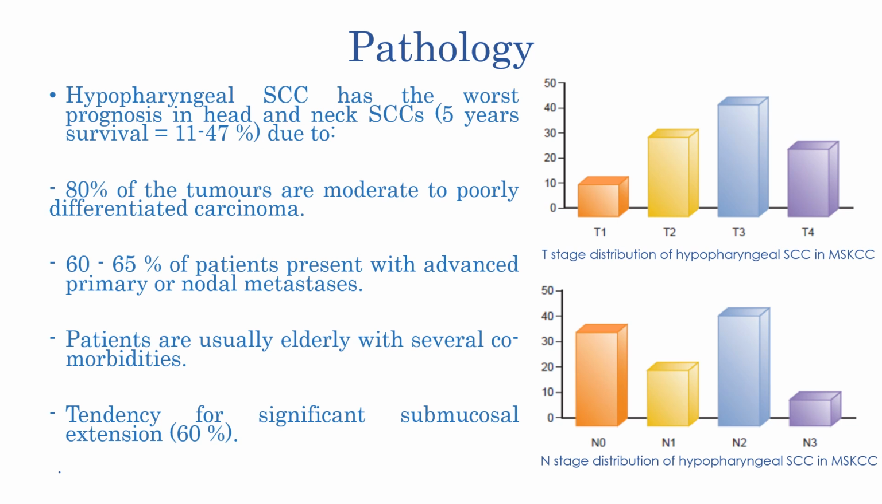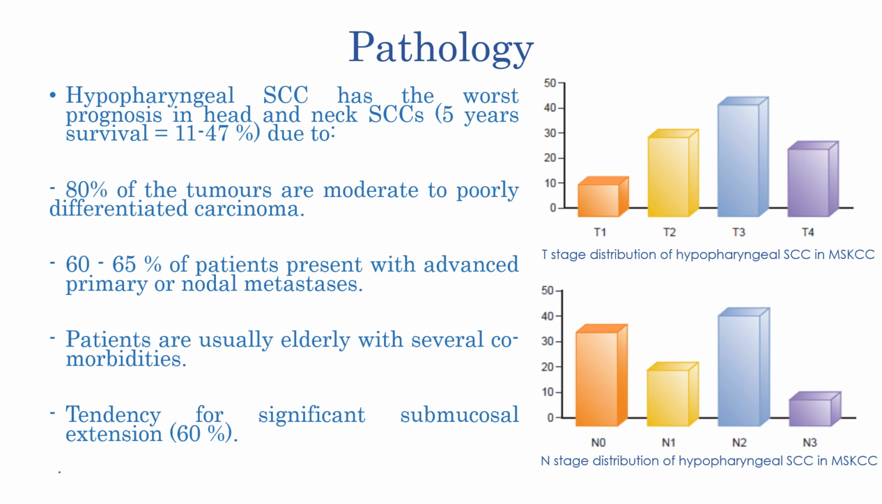This is largely because 80% of the tumors are high-grade tumors. These are moderately or poorly differentiated carcinomas. 60 to 65% of these patients present in advanced stage, either primary or nodal metastasis. And if you look at the diagram here, you could clearly see that T3 stage is the most common stage at presentation, while N2 stage is the most common nodal stage at presentation.